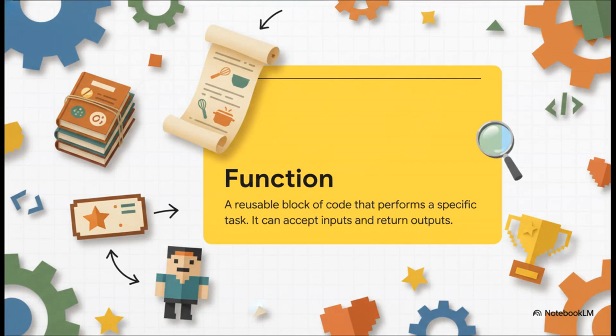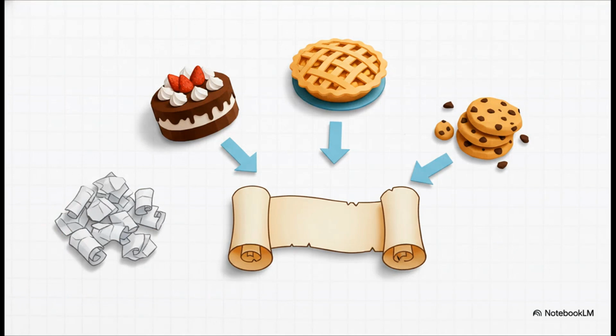A function is basically like a recipe. You write down the steps for a very specific task just once, let's say how to calculate a player's final score. Then, anytime you need to do that, you just call the function by its name instead of writing out all those steps again. So why does this matter so much?